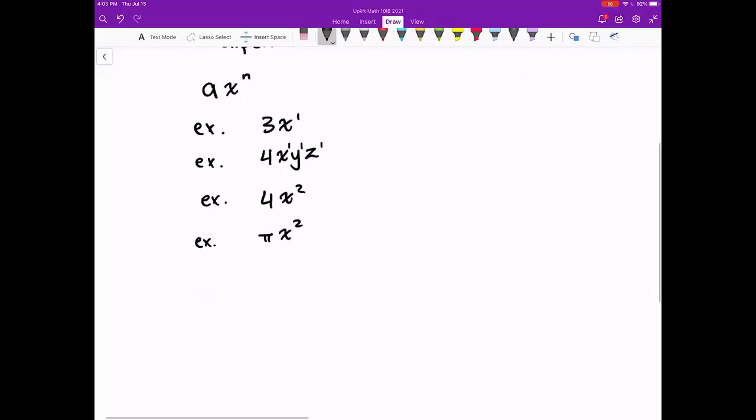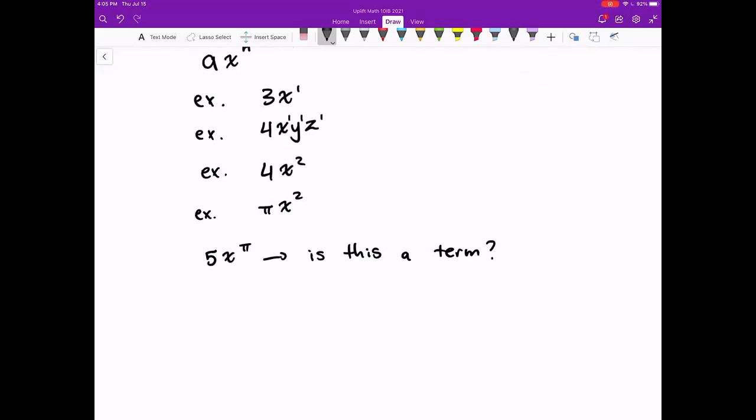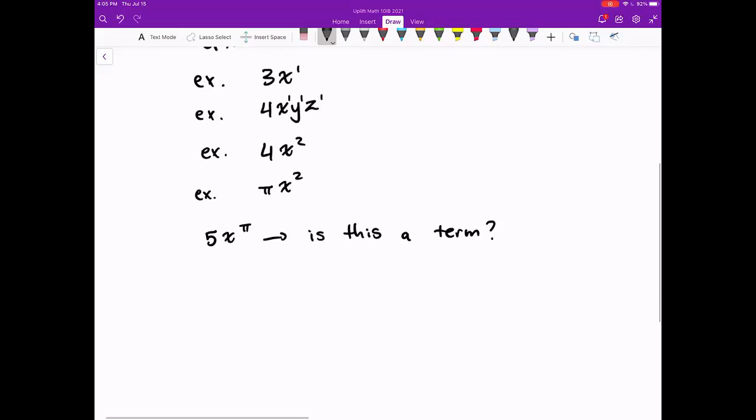Okay, so now we'll give a practice for you guys. Is this number a polynomial? Sorry, is this number a term? 5x to the power of pi. You can type your answer into the chat. So is this a term? No, yeah, good job. Because x is raised to the power of pi, and pi is not a whole number.